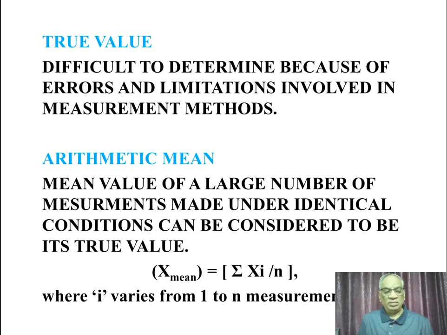So the mean value of the parameter x is given by the summation of xi, where there are n measurements, 1 to n: x1 plus x2 plus x3 and so on, up to xn, divided by n. That is, sigma xi by n is the x mean value. So that we can consider as the approximate true value.